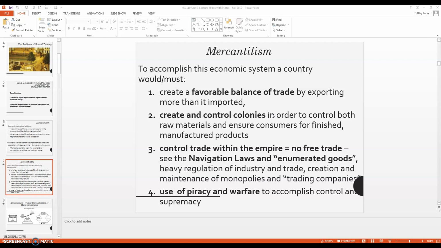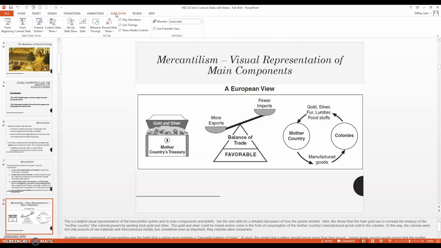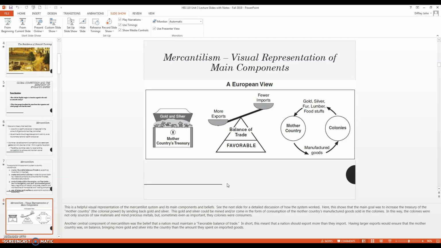So where we left off last time, the last video, we just finished this slide, so we're moving on here to the next one. So let me just start this up. Again, as I mentioned before, there's a note section to all of these. Make sure you're looking at these. So let's go. We're talking about mercantilism.